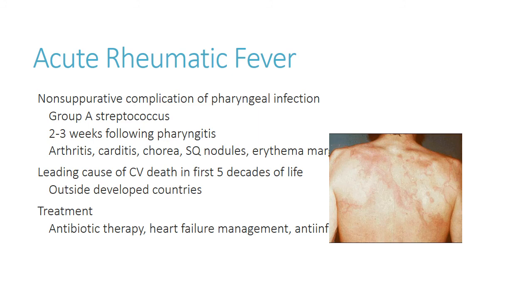Anyway, so again, these are going to be kind of a non-suppurative complication of pharyngeal infection, usually group A strep, usually a couple of weeks after the pharyngitis. So you see a lot of arthritis, carditis, all these different manifestations here. But especially outside of developed countries, this tends to be a leading cause of cardiovascular death within the first 5 decades of life. So really young people dying from this, unfortunately.